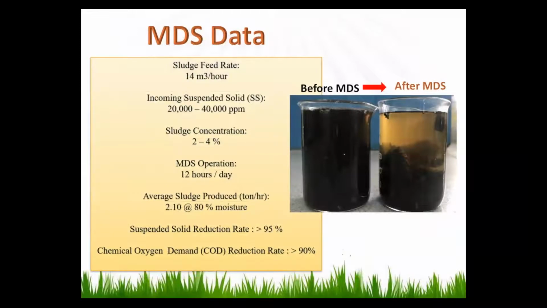So this is the MDS data that we have collected. For example, for a sludge feed rate of about 40 m³ per day, with incoming suspended solids of about 20,000 to 40,000 ppm, or sludge concentration of about 2 to 4%, and MDS operation of about 12 hours per day, the average sludge produced is about 2.1 tons per hour at 60% moisture. The suspended solids reduction rate is up to 95%, and chemical oxygen demand, COD, can also be reduced by up to 90%. This is the cake of the sludge after going through the MDS, so the clean water can be obtained here.